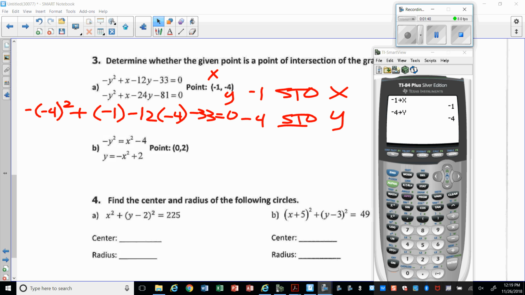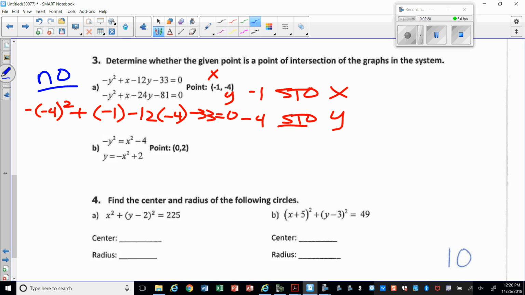I'm going to type out negative y, oops, where's my y? So alpha y, and alpha, there. -y squared plus x minus 12y minus 33. And that does not equal 0, like my equation was supposed to be. I'm just going to check and make sure I typed it in right. -y plus x minus 12y minus 33. So I can stop right there because that did not make that true.